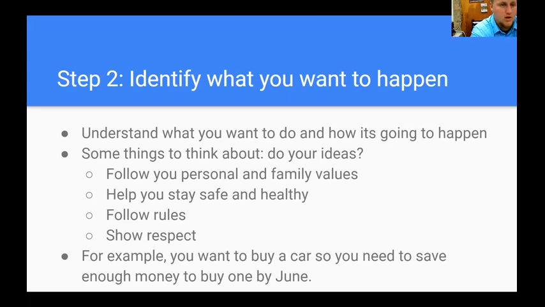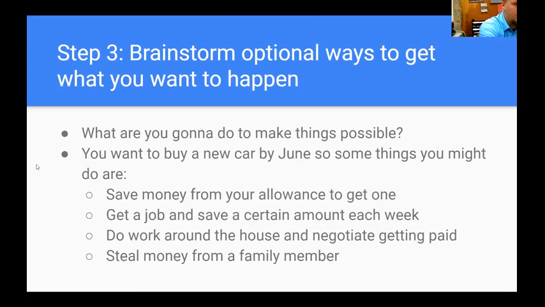So one of the things I decided that I put that you want to happen. I said, I want to buy a car, so I need to save enough money to buy one by June. So I'm identifying that I want to buy a new car. So the next steps will go on. So I need enough money to buy one by June. So step 3 goes into that.